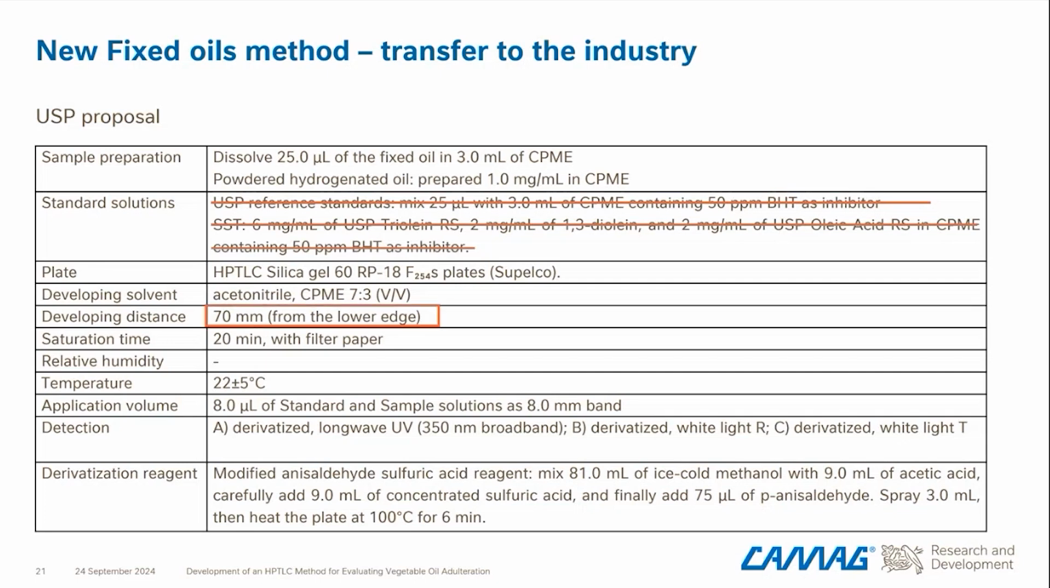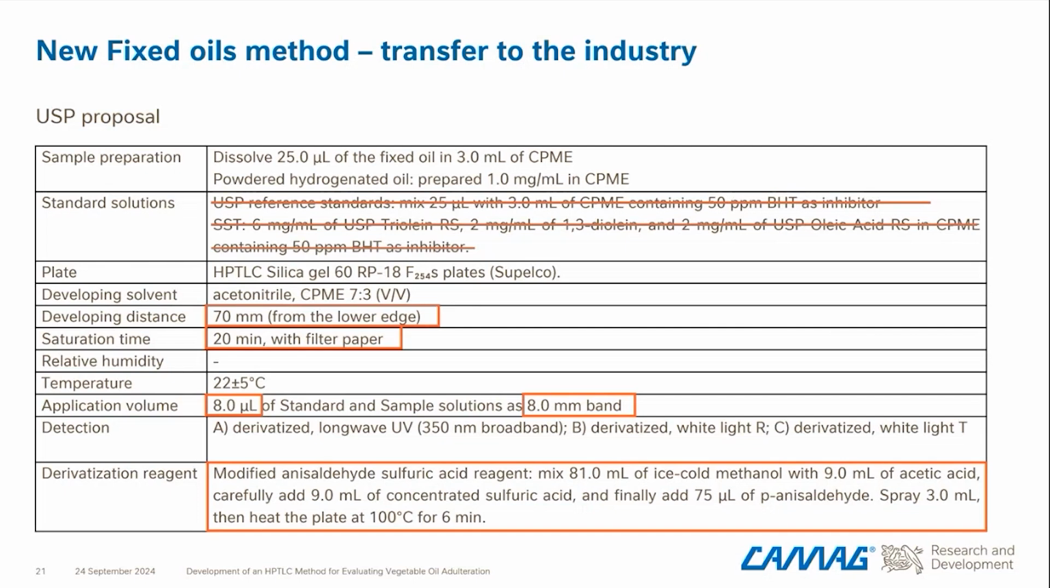Then developing distance was set at 70 millimeter from the lower edge. Here we will see if we can reduce that or if when we reduce, we are losing also some resolution. So we will look at this. Then we wanted to know if the 20 minutes of saturation are really needed or not. And the application volume also to reduce, same as the length of the band. So here we are using 8 microliters for 8 millimeter bands.